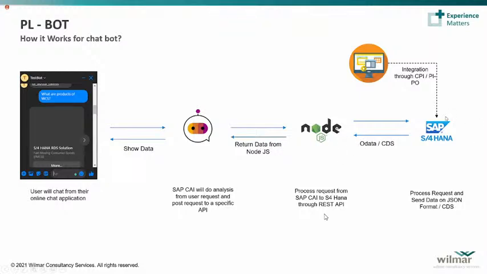And because almost every plantation has a third-party application for harvesting, we use CPI or PI/PO to push the data from the third-party system to our S/4HANA.